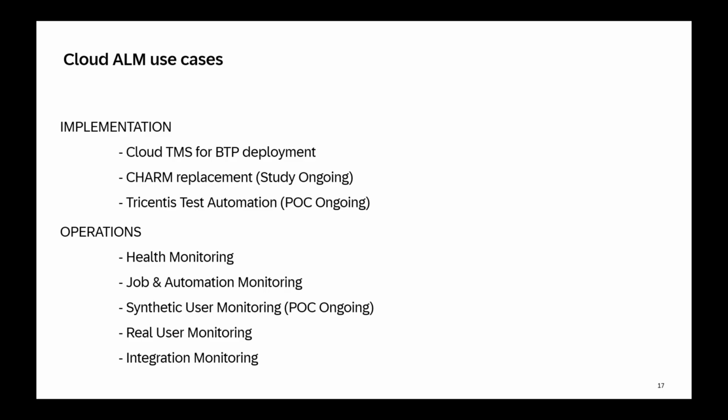We have a lot of additional tools that are connected natively with Cloud ALM. In operation, we implemented 44 systems in health monitoring. In job monitoring, we are still in our implementation journey because our systems have a lot of issues in terms of job scheduling. So we have to clean up first before using these tools fully for alerting.